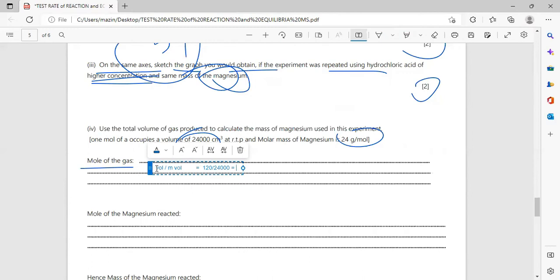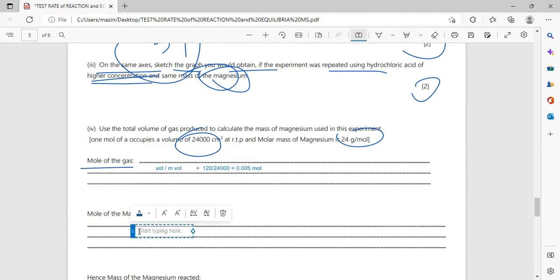What do you get there? Calculate. 120 divided by 2400. I get 0.005 mole. Okay, this is the mole of magnesium reacted.